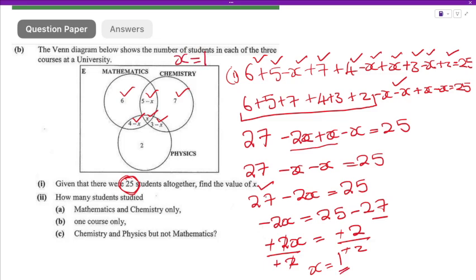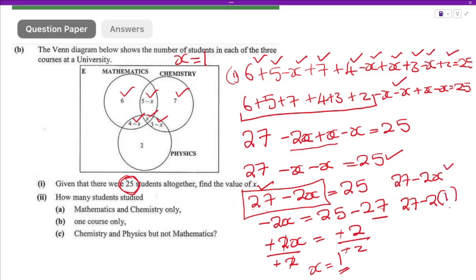Let us prove. So we are going to pick the most simplified expression, which is what? This one here. Okay, the most simplified. So I'm going to say 27 minus 2x. What does that give me? Does it indeed give me 25? If it gives me 25, then it means the value of x I have found is correct. So I'm going to say 27 minus 2. Where there's x, I'll put the 1 we found as the value of x. So 27 minus 2, because 2 times 1 is 2. Okay, 27 minus 2 will give us 25.